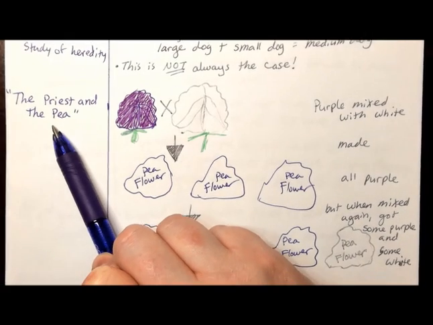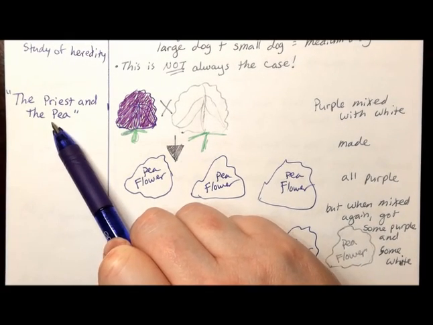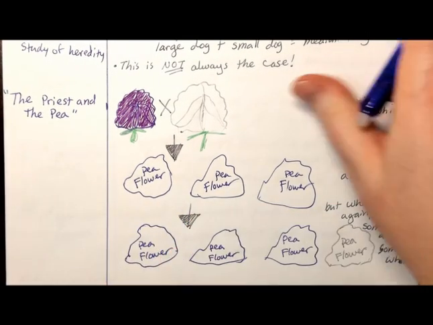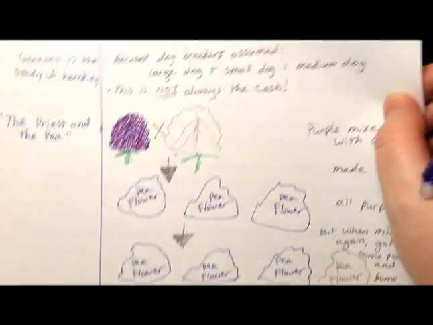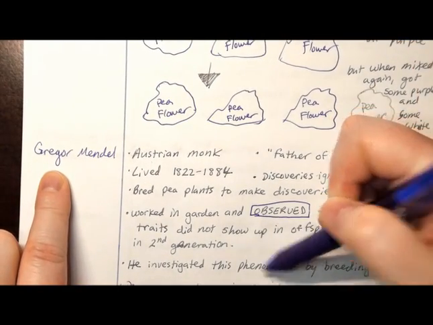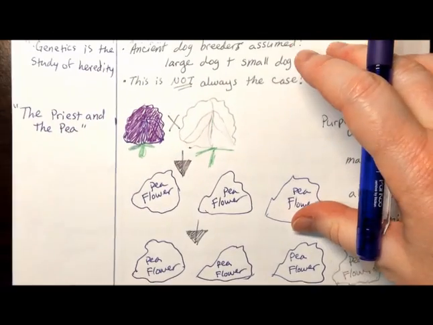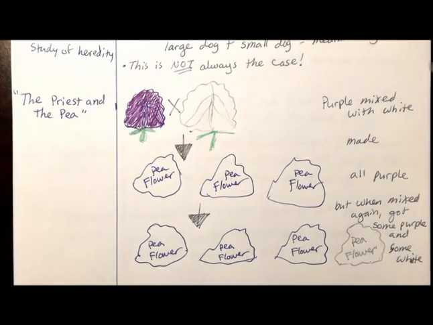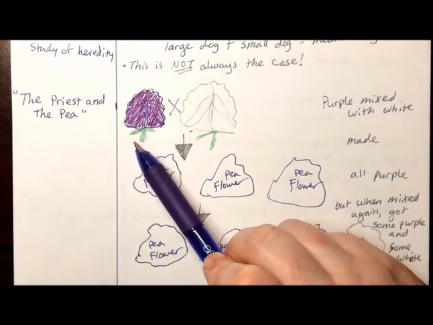So the next thing the book talks about is a guy named Gregor Mendel. So let me skip down right there. We're going to talk about him in a minute, but I copied the diagram first because diagrams are always important to include in your notes.